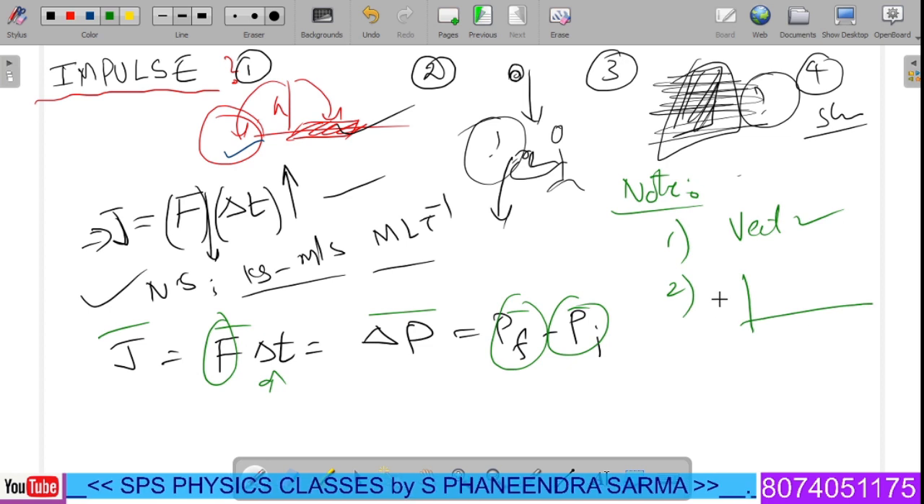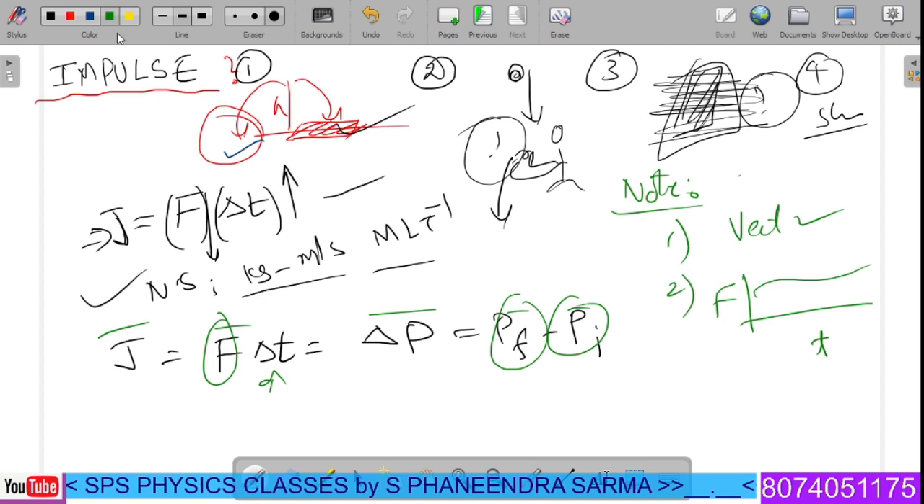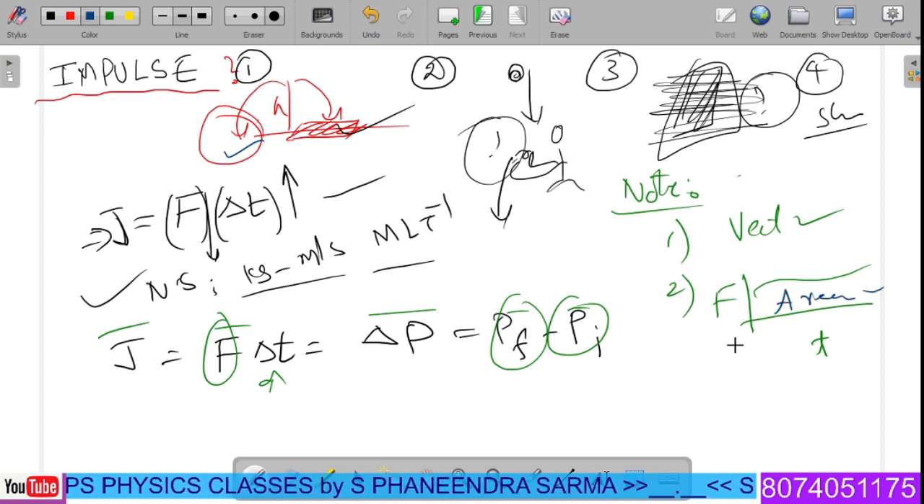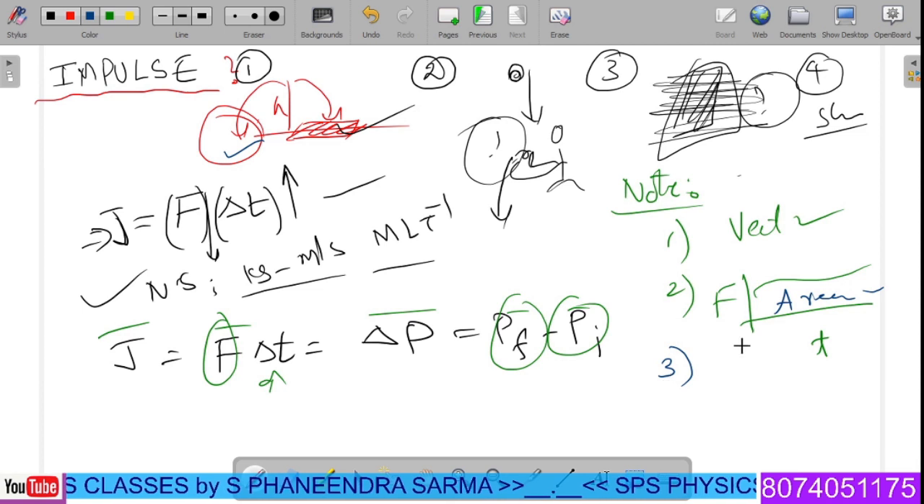Suppose the examiner gives you a graph, force versus time graph. Then in that graph, we have to take the area. The area of the F versus T graph will give you the impulse in the given interval of time. As a result, you can determine the final velocity, initial velocity or mass, anything, using the given formula. And next one, third one. How to find impulse in different cases? That means, when a continuous function is given, how to find the value of impulse.